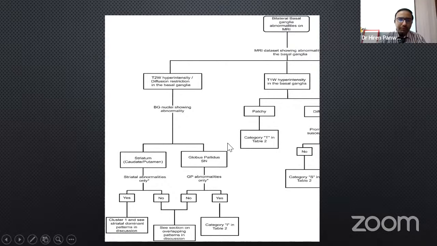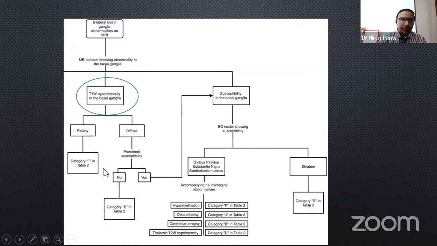And you can go into those kinds of differentials. Same, when you see T2 hyperintensity only in the globus pallidus, you have to see that category I in table 2 that I already showed you, which lists conditions that affect only the globus pallidus and have bright signal intensity on T2 weighted images. And you can differentiate based on other features, clinical information, and further genetic testing. So that was about the T2 hyperintensity.